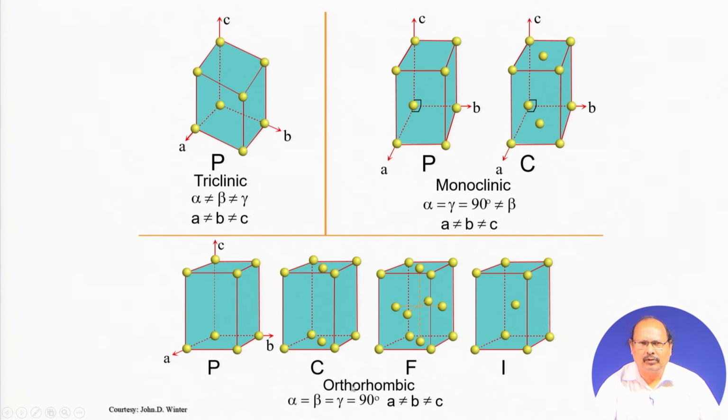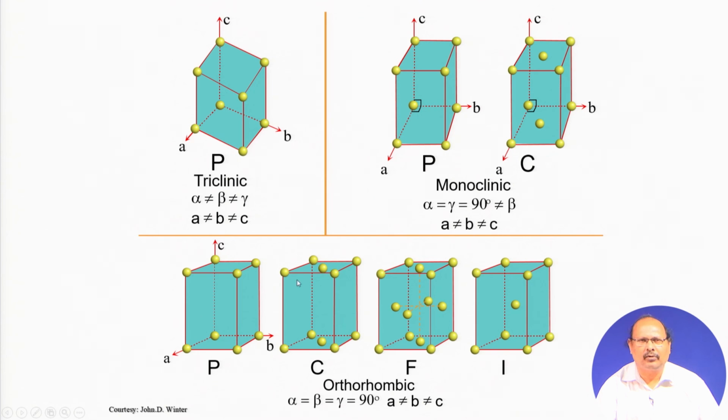Now, let us come to the orthorhombic crystal system, where all the 4 varieties of lattices are present. This is the primitive one, and you remember in orthorhombic, A is not equal to B is not equal to C, and the important thing is that alpha is equal to beta is equal to gamma is equal to 90 degrees. All the angles between the axes are orthogonal, 90 degrees. So, this is the primitive lattice here, and this is the C face centered lattice under the orthorhombic crystal system, and I will define why this is C face centered.